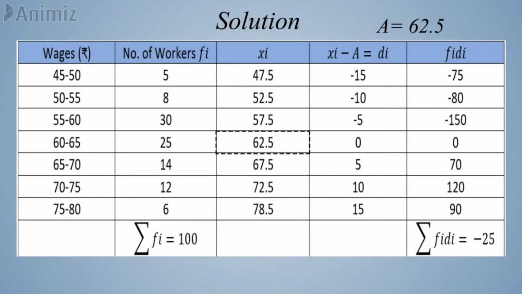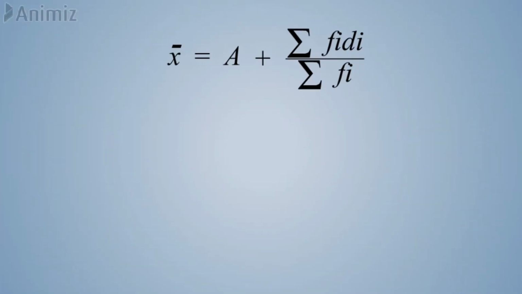Now these values we will substitute in the formula. So let's first discuss the formula. Now x bar in case of the shortcut method is a plus summation of Fi di upon summation of Fi. Now you have to substitute the values.